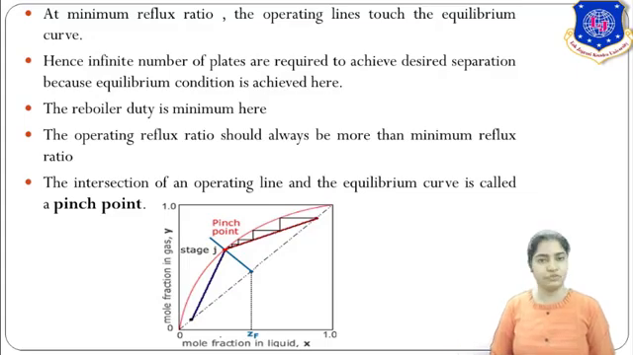Now the reboiler duty, of course, is minimum, because the liquid which you have to reboil again to vaporize would be very small. Hence your reboiler duty is less. Now the operating reflux ratio should always be more than the minimum reflux ratio. When you design your column, of course, you design it for a finite number of trays only. So minimum reflux ratio is the least point, the minimum value above which you have to operate. The operating reflux ratio at which you operate your column should always be more than that minimum value.